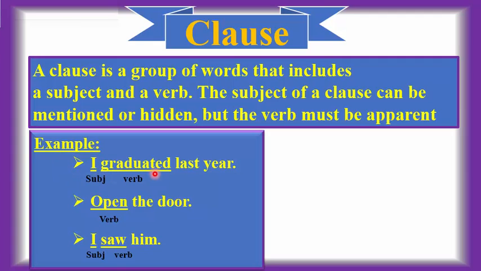Example: I graduated last year. I is the subject, graduated is the verb. So this is called a clause and it can also be called a sentence. Open the door. So open the door is a clause. We have the verb here, while the subject is hidden, subject you. Just like imperative sentences. I saw him. I is the subject, saw is the verb. This is also called a clause.